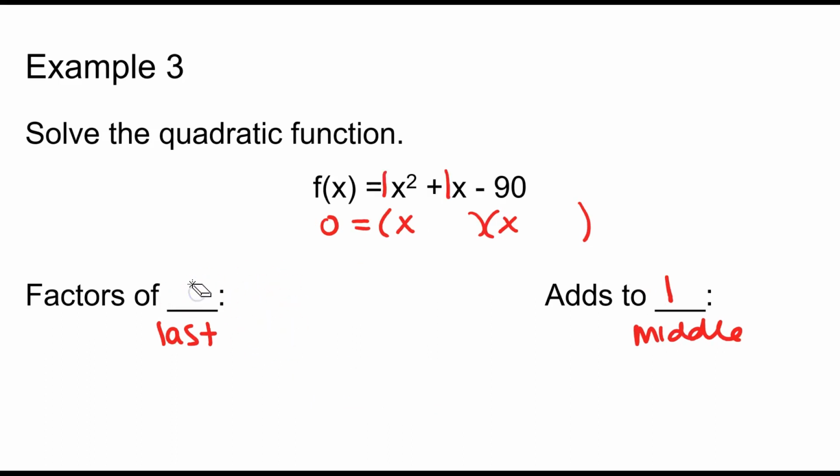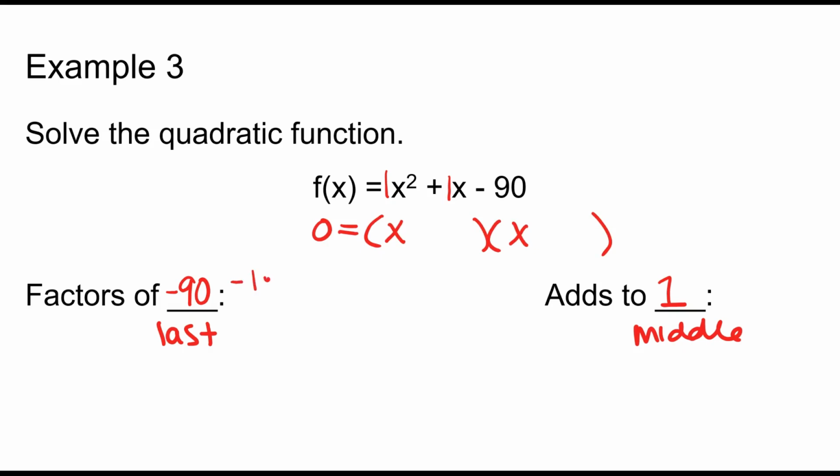Okay, so let's take a look here. Sorry about that. We're going to do factors of the last that add to the middle. So the last number is negative 90. And the middle number, let's take a look here, that's going to be a 1. So we know that's going to factor to x and x. Now we're multiplying to negative 90, so it could be negative 1 times 90, or 1 times negative 90, 2 times negative 45, or negative 2 times 45.